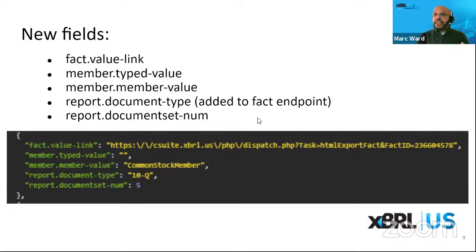We've added document type to the fact endpoint. Before, it was only in the report endpoint. So this just makes it more available without you having to keep requerying the API. The document set number basically tells how many inline HTML files are within that particular filing.